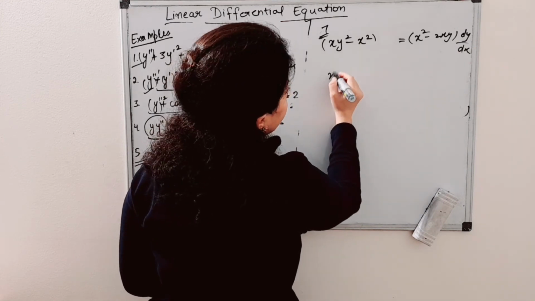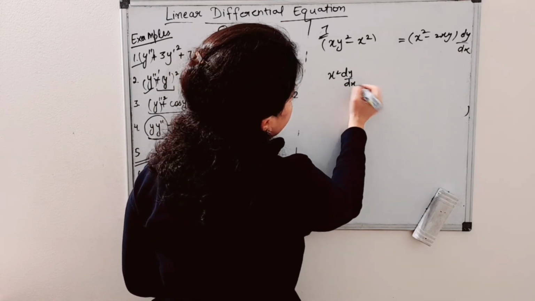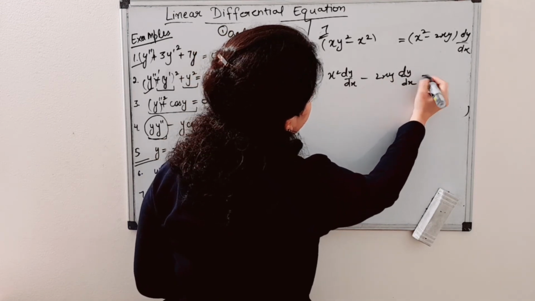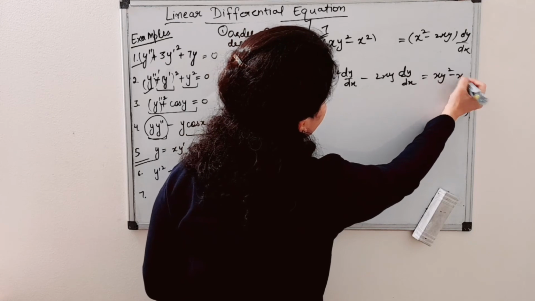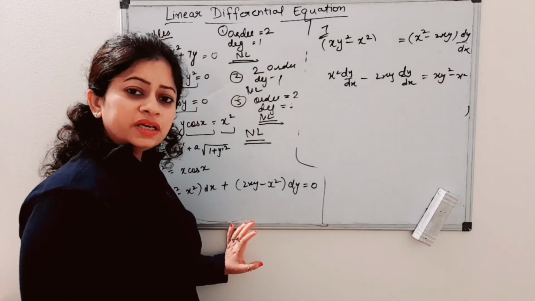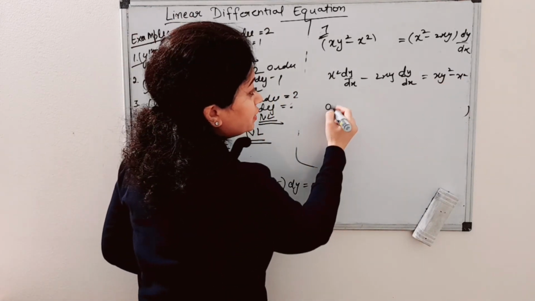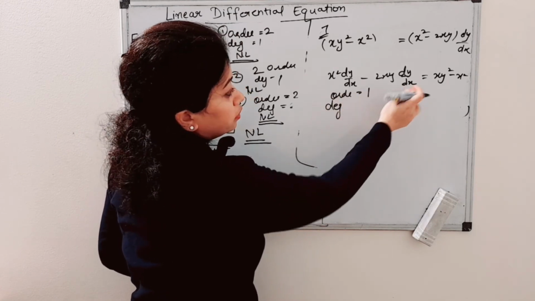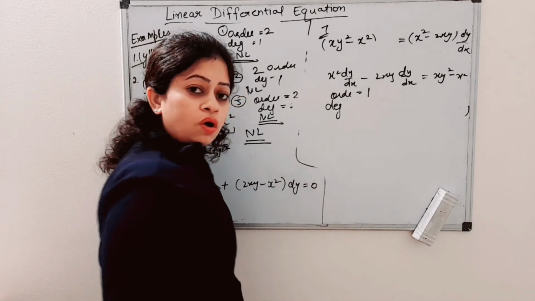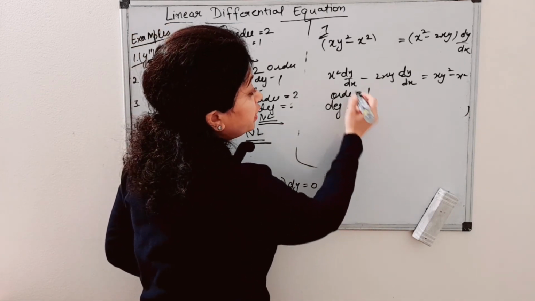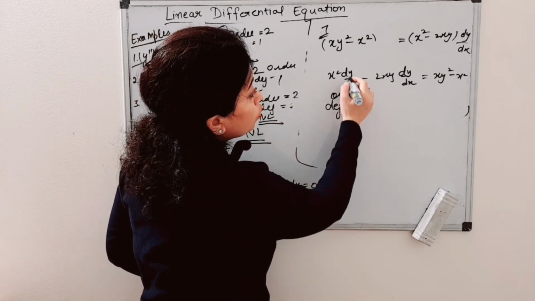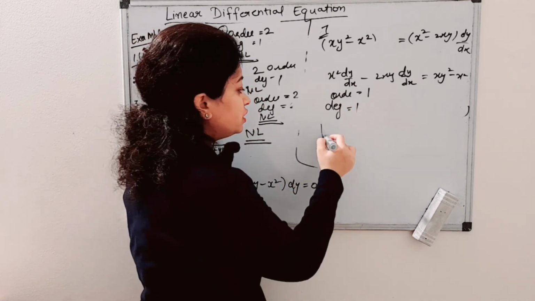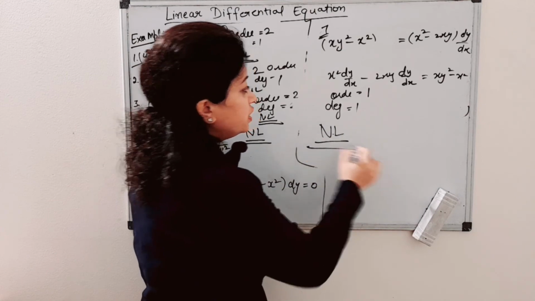We can take this dy by dx here. So we have (x square minus 2xy) dy by dx is equal to xy square minus x square. The highest order derivative is 1, so order is 1. Degree is also 1. But here we have a product term, so this is non-linear.